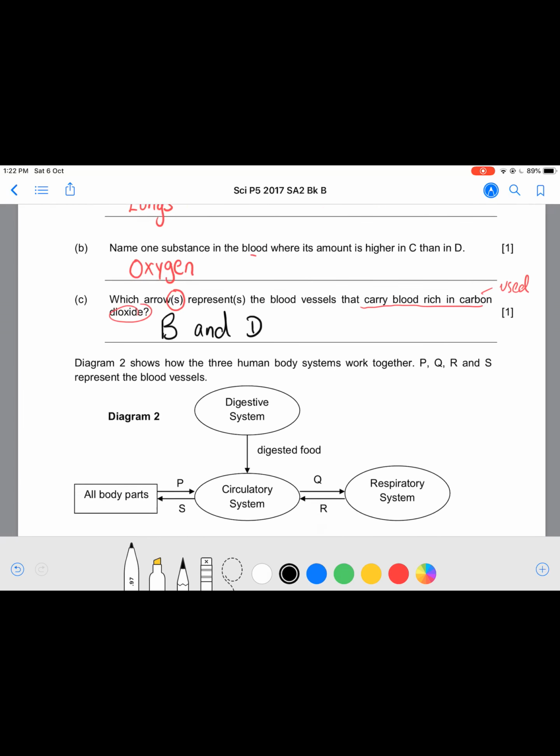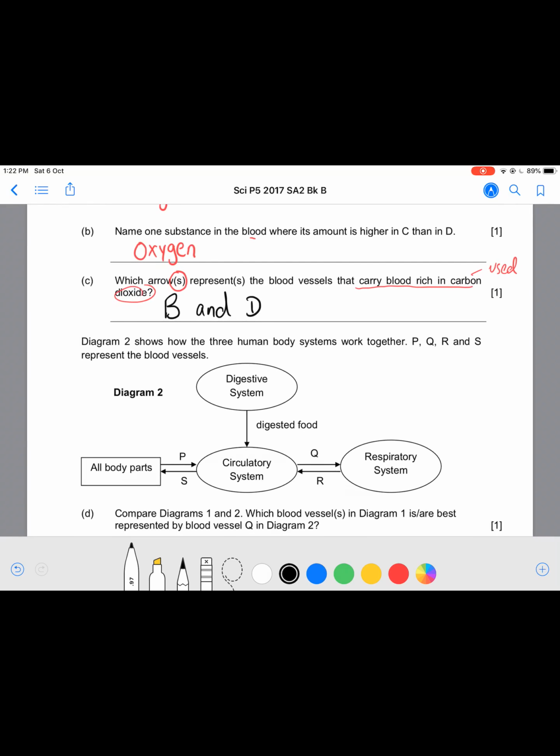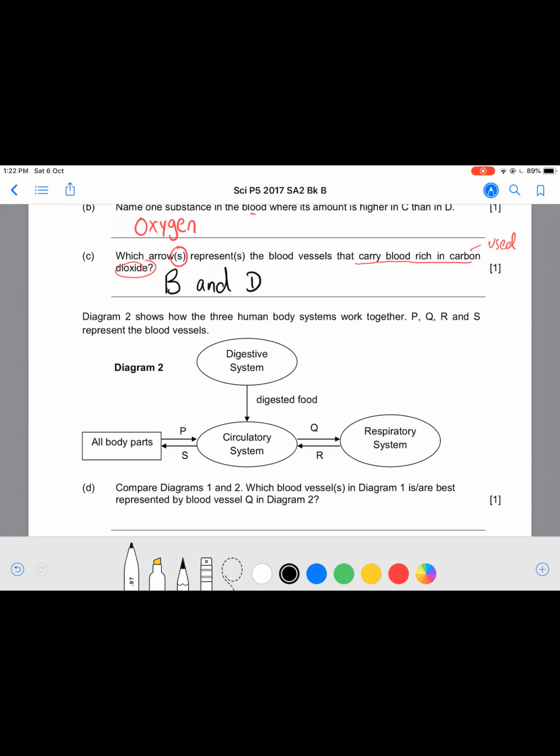Question number 2, the next one. Diagram 2 shows how the three human body systems work together. You have P, Q, R, S representing the blood vessels. Now, comparing diagram 1 and 2, which blood vessel in diagram 1 is best represented by Q in diagram 2? So we're interested in this part here. Okay, we're interested in Q.